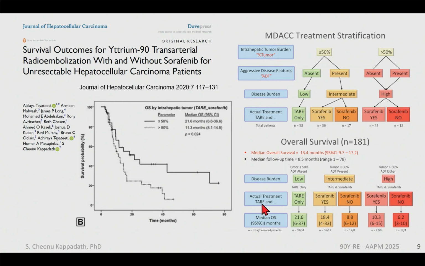But when we started looking at our population, you can see that when you have low disease burden and you do Y90, you have an OS of 22 months. It's almost a factor of 2 greater than what you would have if you didn't have Y90 and just gave standard care, which would be sorafenib. We've also looked at combination treatments where you give sorafenib plus Y90. In those cases with intermediate disease that is aggressive and needs sorafenib, the presence of Y90 does help improve on the standard median OS of 11 months. So this is clinical real-life data that shows the dosimetry schema that we are employing in Y90 is beneficial.